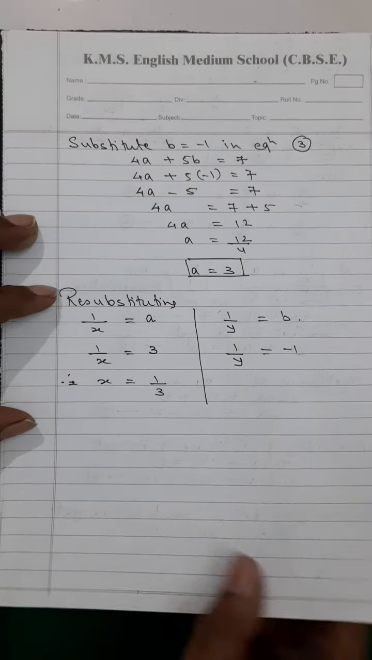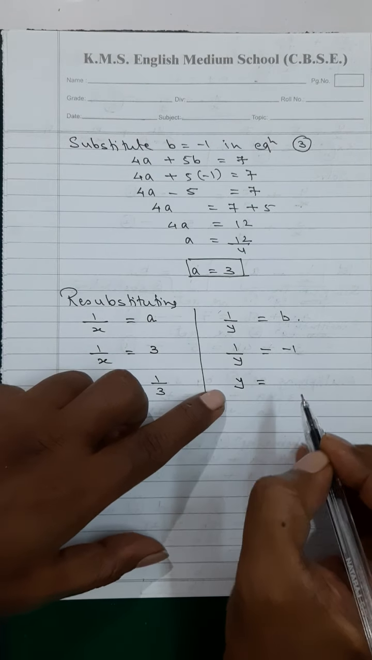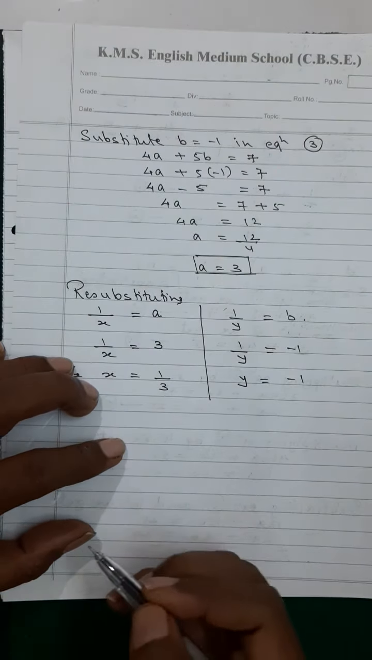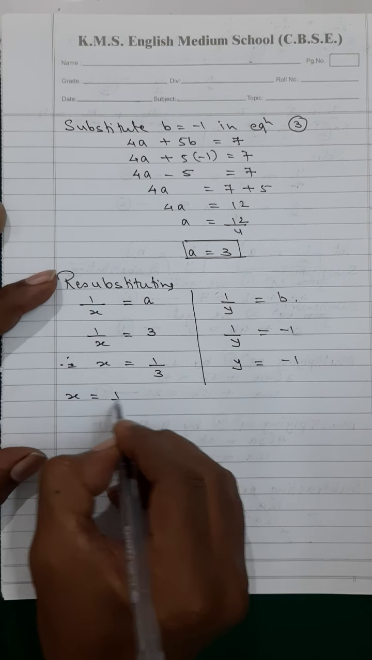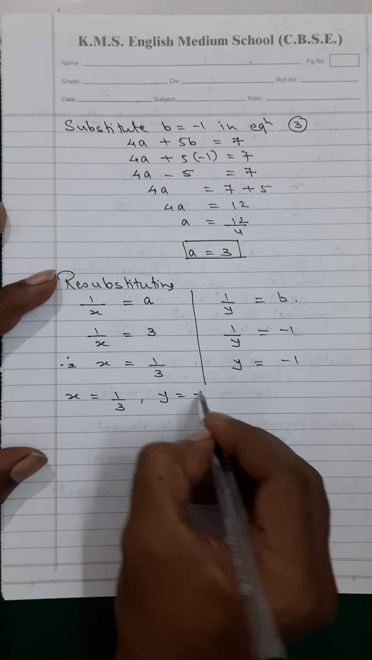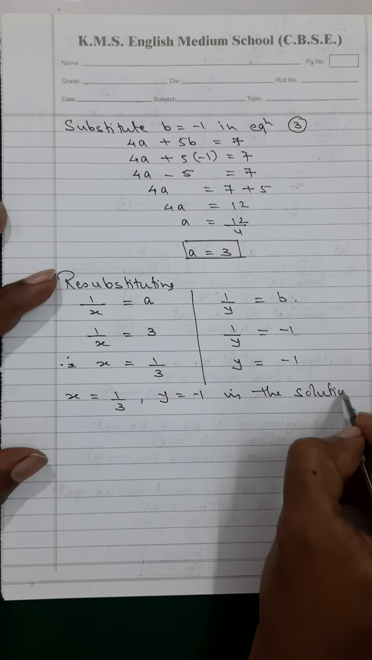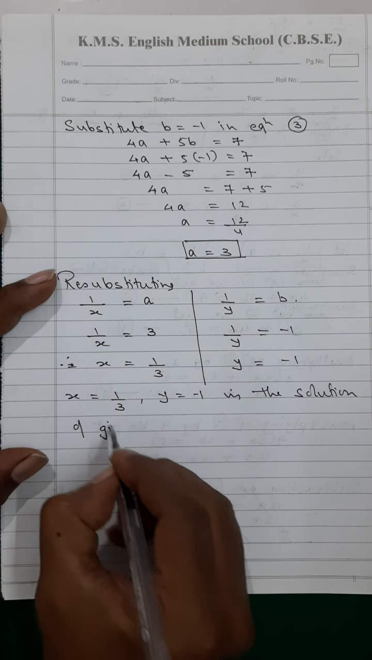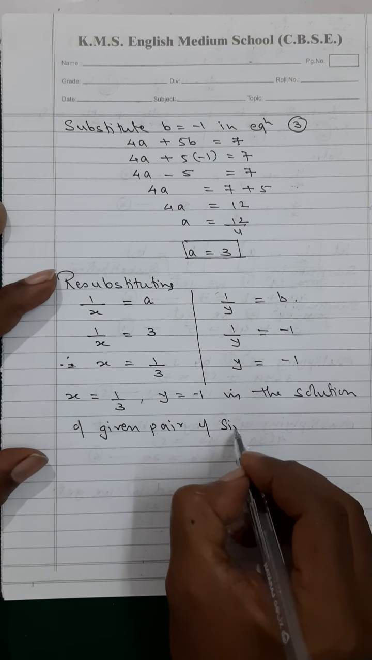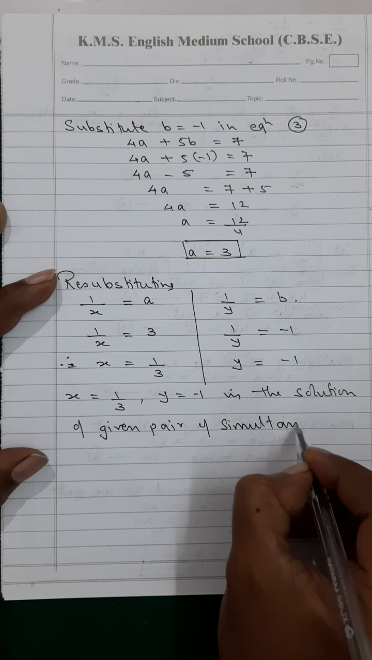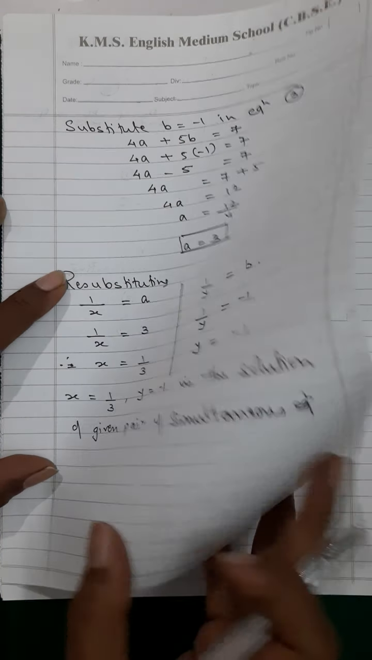Fine. And now, if I want to find the value of y, I will reciprocate this. But the reciprocal of minus 1 will also be minus 1. So in this way I have got x is equal to 1 upon 3, y is equal to minus 1 as the solution of the given pair of simultaneous equations. So in this case also we can do the same thing.